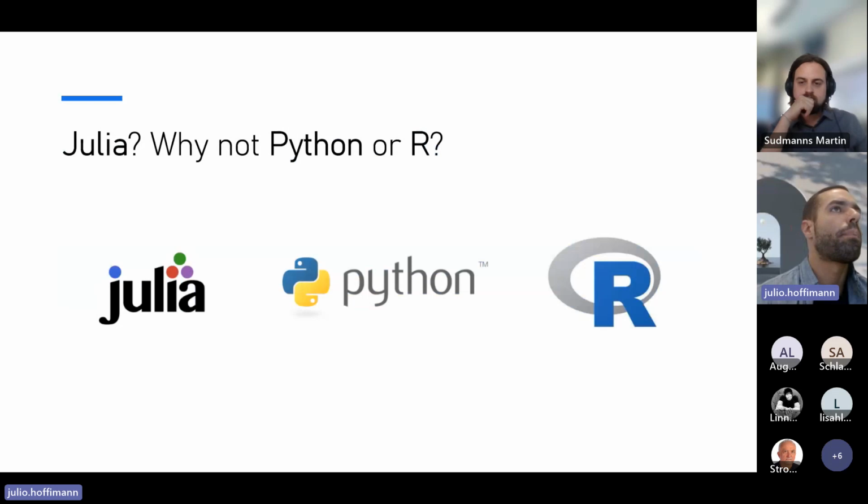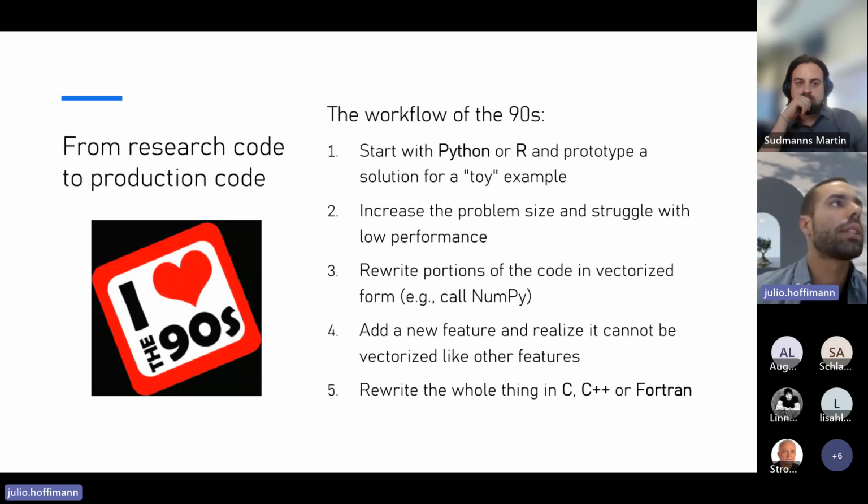So Julia, why not Python or R? There are many criteria you can use to choose a technology. For Julia, there are specific contexts, like why the language was created. Some of you may already know this story, and some of you may never have heard of Julia. So let me come back to this point and recall what I call here the workflow of the 90s.